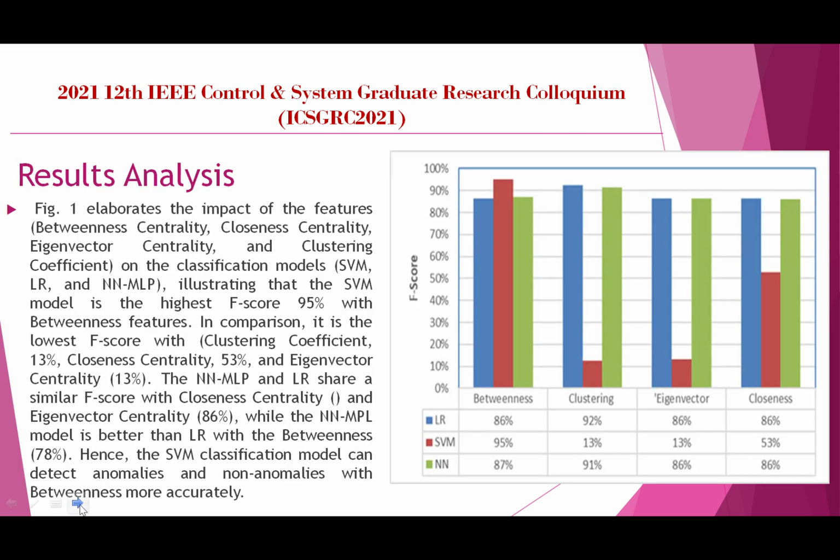I think the results are quite self-explanatory, with the details of the three different classifiers. The blue is the LR, the SVM is the maroon red, and the green is the neural networks. It is quite clear for betweenness, clustering coefficient, and closeness, and the results are displayed in the part below.